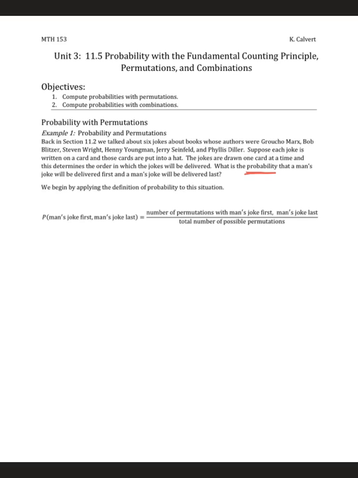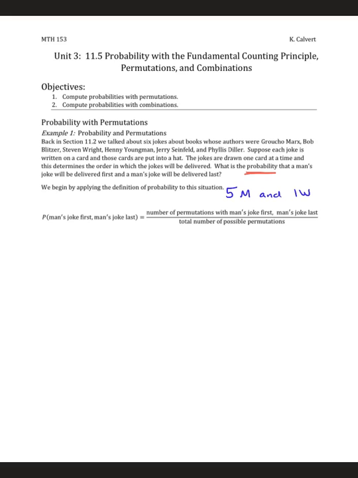First thing, when we look at all the people in the problem set, we'll know that altogether there are 5 men and only 1 woman. Altogether, we have 6 people total. And you can see that this one's kind of set up for us. So we want to find the probability of a man's joke first and a man's joke last.